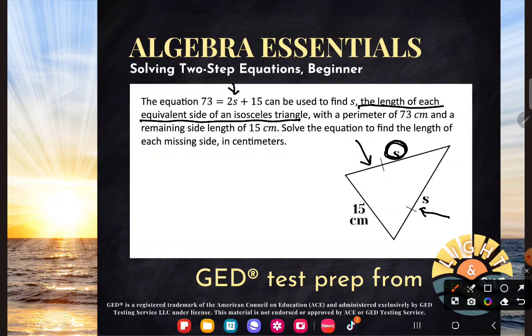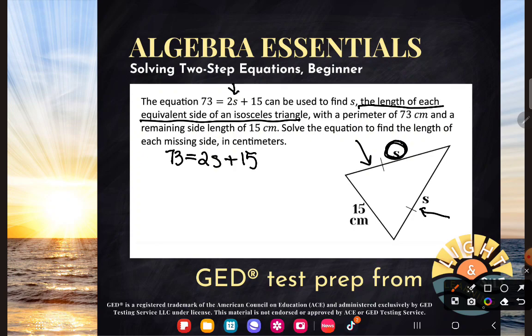And a lot of you guys are just freaking out, like, there's so much language in here I don't know. There's isosceles, there's perimeter, there's all this algebra I haven't learned, geometry I haven't learned. But then look what it says. It says solve the equation to find the length of each missing side. Guys, you didn't really have to understand much of this at all. You just have to be able to take this equation, 73 equals 2s plus 15, and solve it. Get the letter alone so you can know what it's equal to. And boom, you just did geometry without knowing anything about geometry.